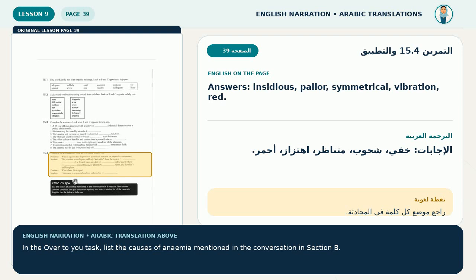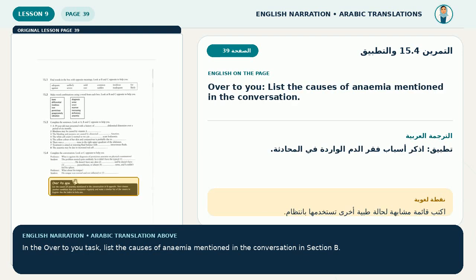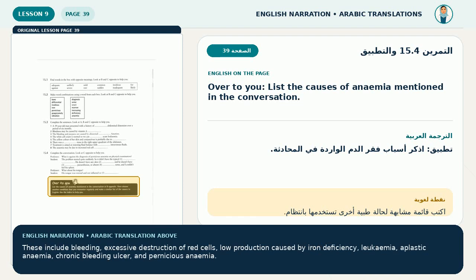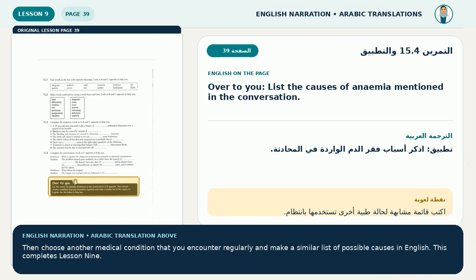In the Over to You task, list the causes of anemia mentioned in the conversation in section B. These include bleeding, excessive destruction of red cells, low production caused by iron deficiency, leukemia, aplastic anemia, chronic bleeding ulcer, and pernicious anemia. Then choose another medical condition that you encounter regularly and make a similar list of possible causes in English. This completes lesson 9. Review the Arabic translations and practice saying the English medical expressions slowly and clearly.